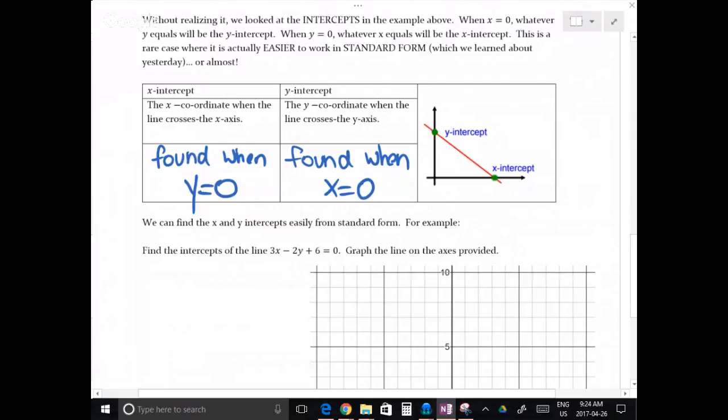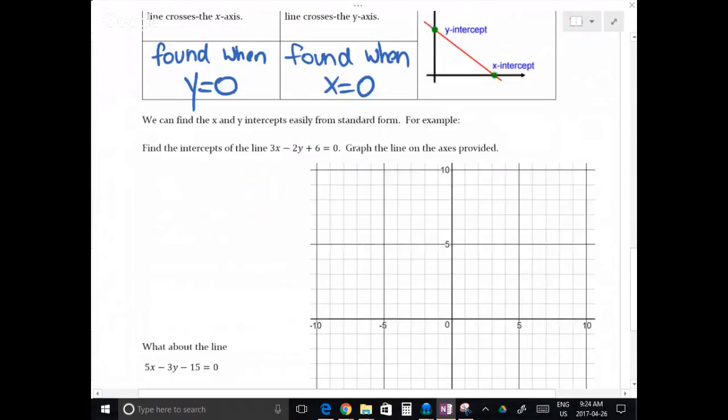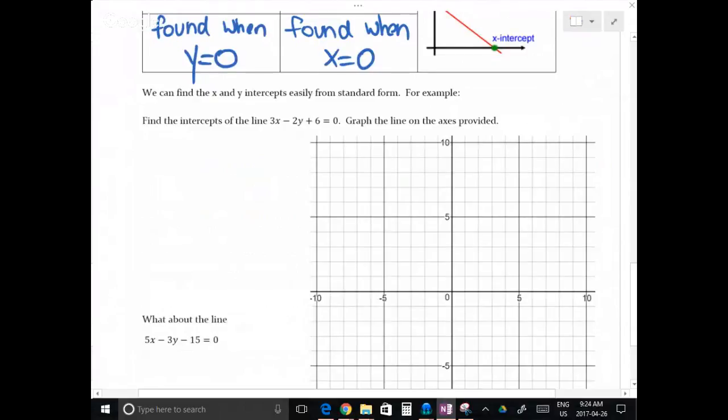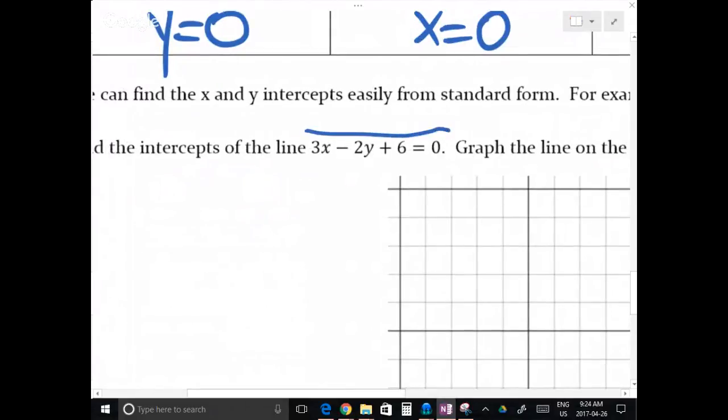So let's do that below. Okay, we have an equation: 3x minus 2y plus 6 equals 0. This equation's in standard form. Now listen, if it were in intercept form, then I would graph it the easy way. I would put the y-intercept on, count up, count over, and be done with it. If you have an equation in standard form, you could do what we did yesterday, just convert it to intercept form. To be honest, that's probably still what I'd do.